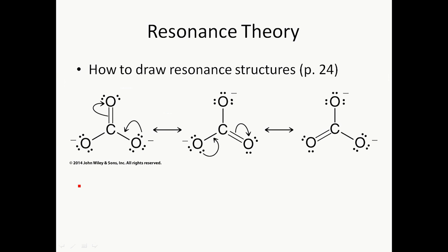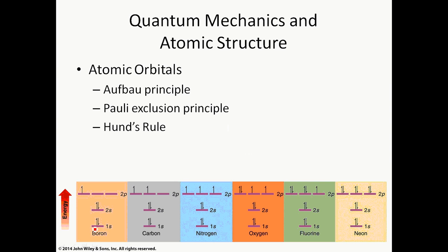Then we'll get into resonance theory. Resonance theory is explained, on how to draw resonance structures, on page 24, but that's basically knowing that you can move electrons around to different atoms and get different configurations, and that's what we consider resonance structures. And we'll talk about quantum mechanics and atomic structure.